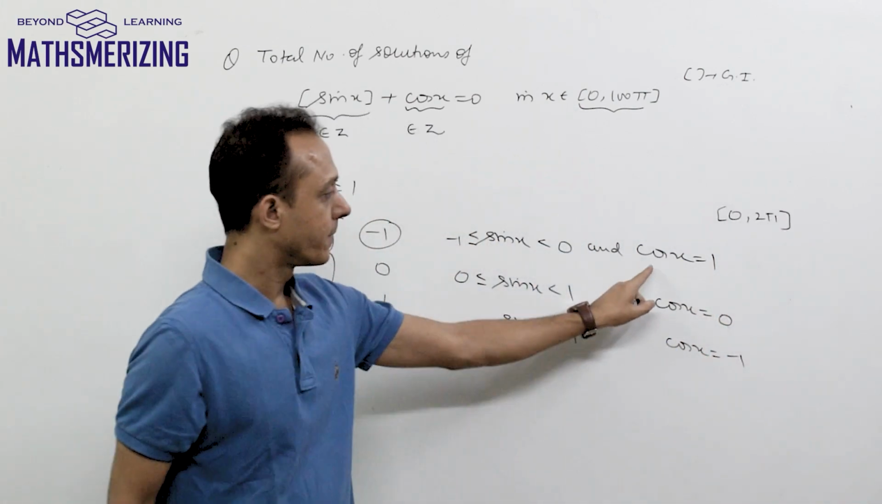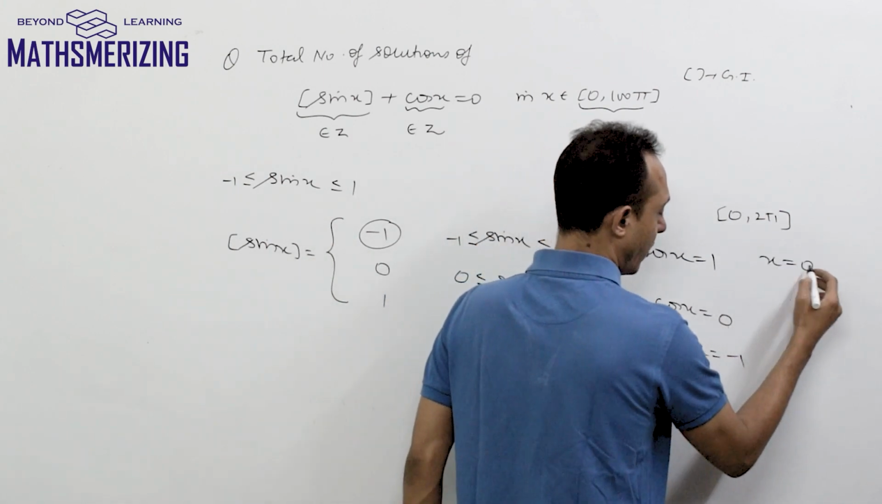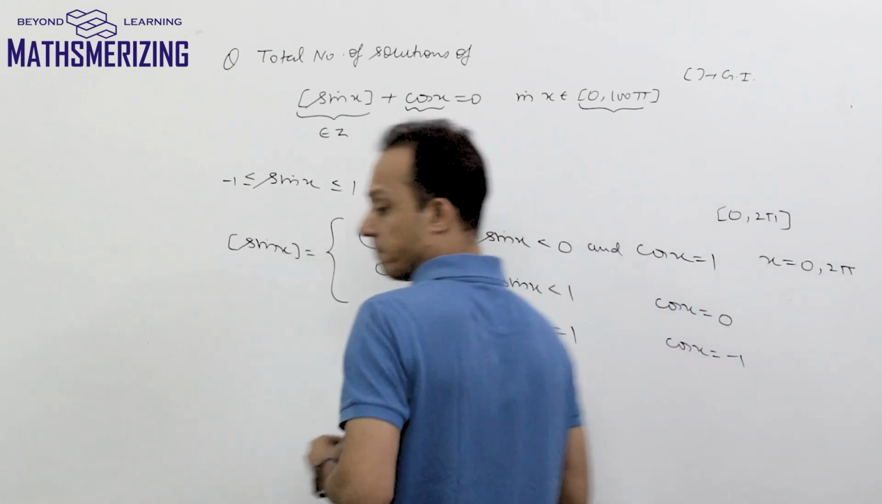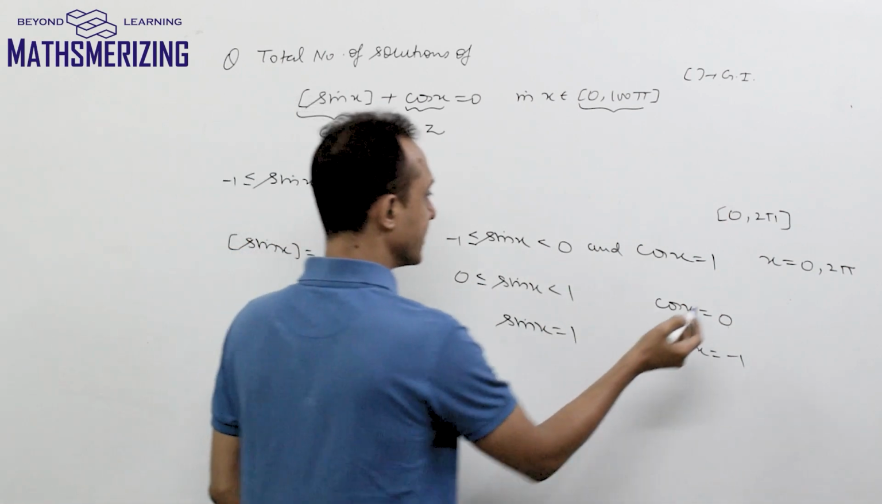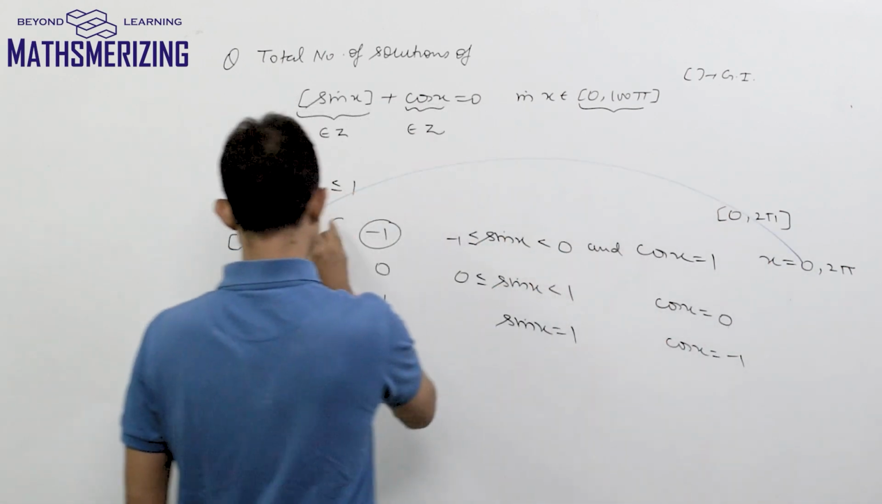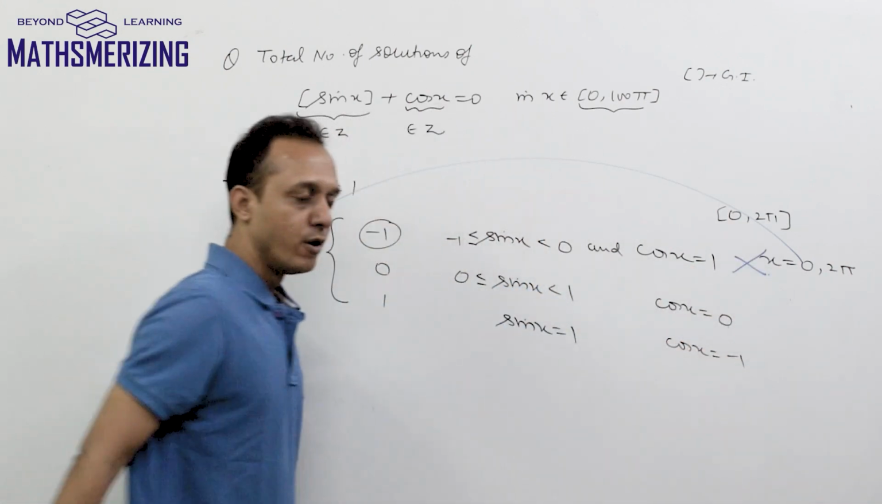From 0 to 2 pi, cos x is 1 when x is either 0 or when x is 2 pi. But when x is 0 or when x is 2 pi, the value of sin x is simply 0. It is not minus 1. So in this case, there will be no solution.